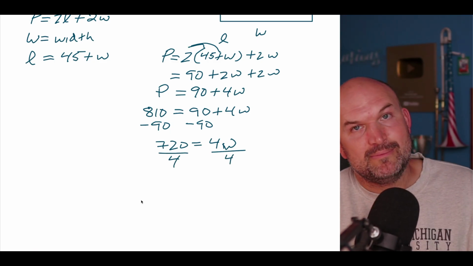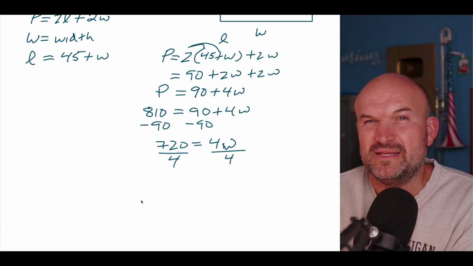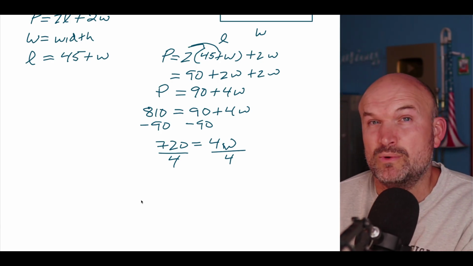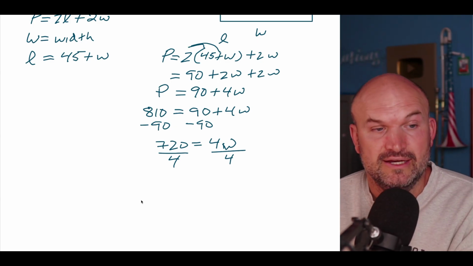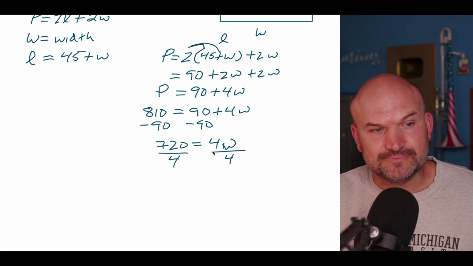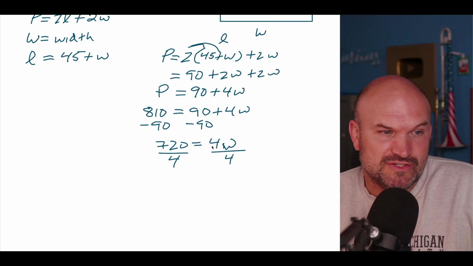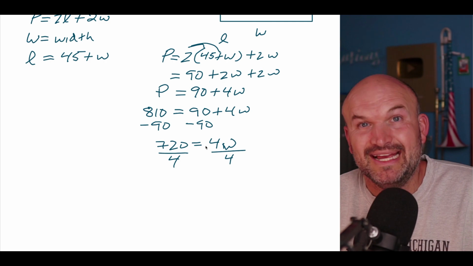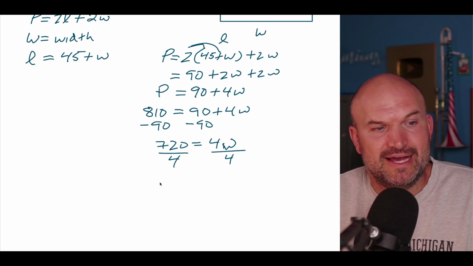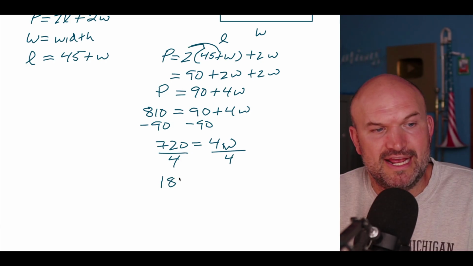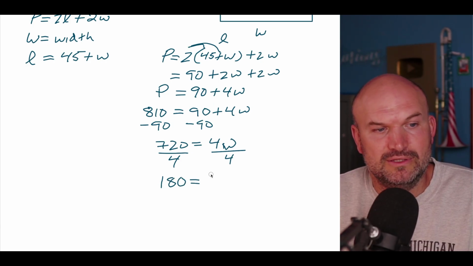Now, if you think about dividing by 4, it'd be like dividing by 2 twice, right? So 720 divided by 2 would be 360. If you divide that by 2 again, that'd be 180. Or you could also think of 4 times what would give me 72, and you could see that would be 18. But either way, because you just cancel out the 0, we have 180 equals W.